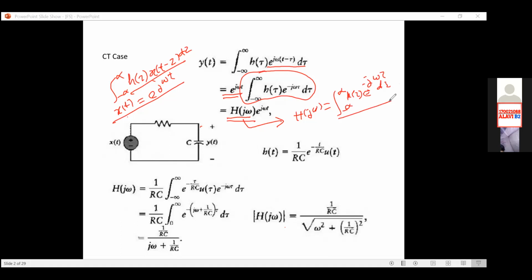This is actually the Fourier transform equation. So this quantity H(jω) is nothing but the Fourier transform of your impulse function, and it is called the transfer function or frequency response. In general it is complex, and it will have a magnitude as well as a phase angle.